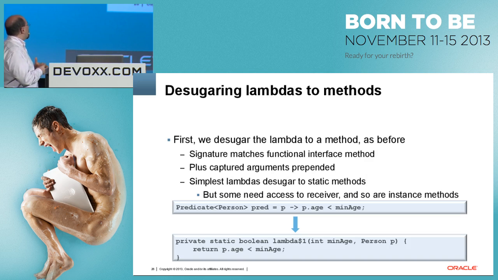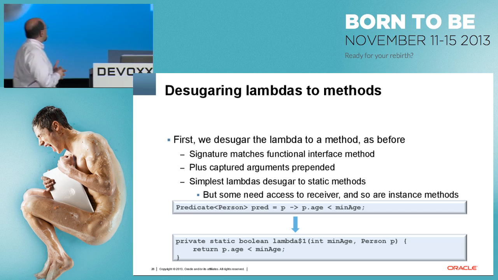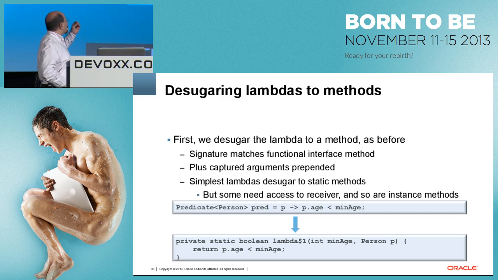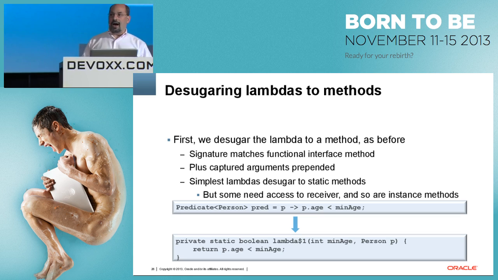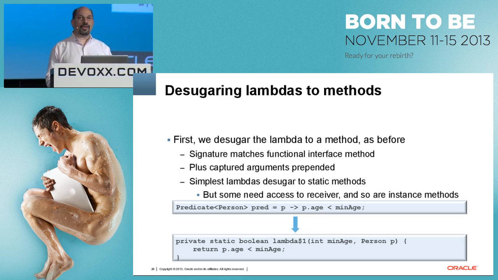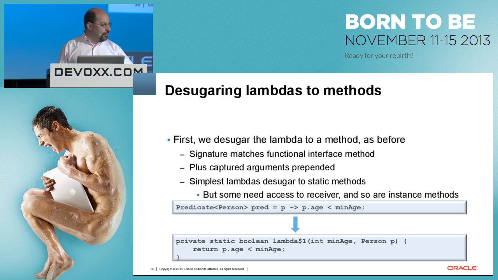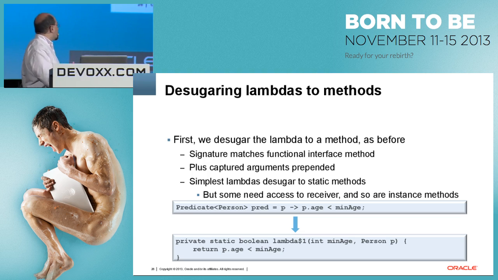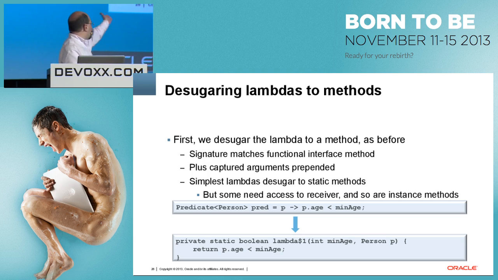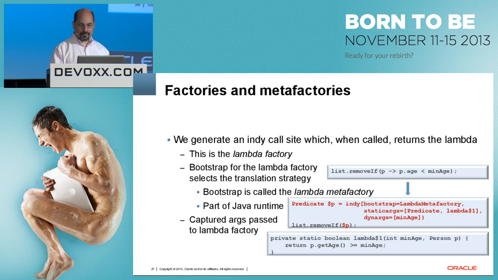So first step, like before, desugar the lambda to a method. So we make a signature whose arguments are the functional interface arguments prepended with any captured arguments. Simple lambdas can desugar to static methods. Lambdas that capture fields or other class members can desugar to instance methods. So if they need access to the receiver, we'll make them instance methods, and we end up with a method like this.